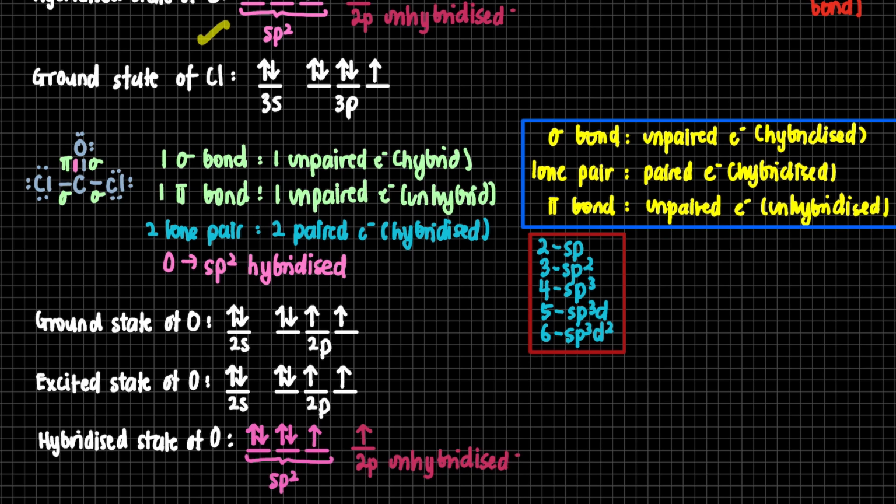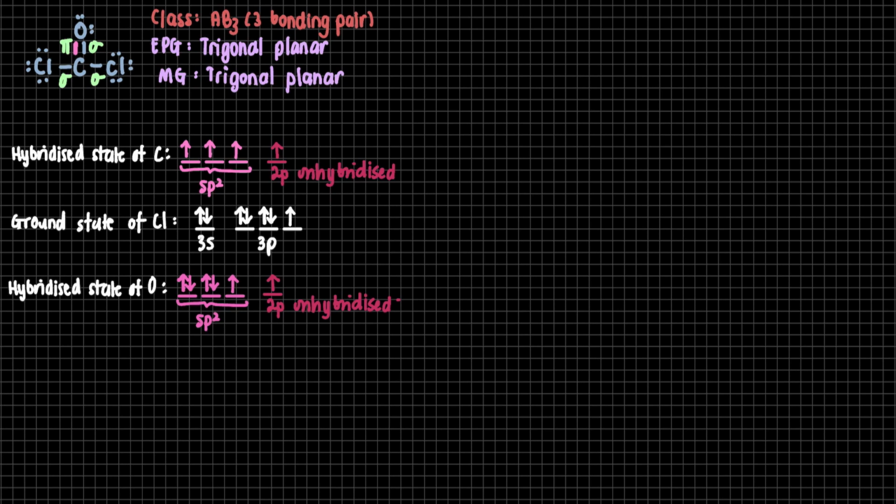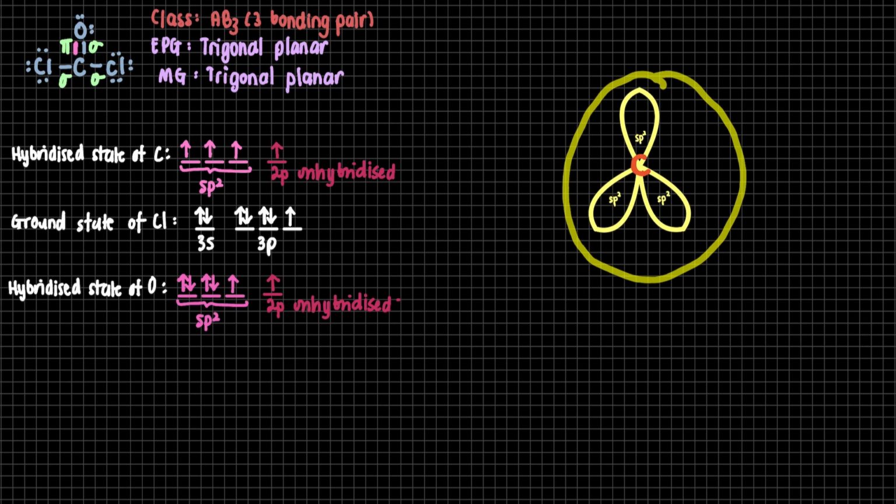Okay, once we have determined this one, then the next step is to draw the orbital overlap. So how do we start? We start with our carbon. Carbon is sp2 and the shape is trigonal planar. So trigonal planar, so the shape will be 1, 2, 3. So this is for our carbon sp2, and then remember, for each of the sp2 orbitals we have 1 electron. So that is for our carbon.